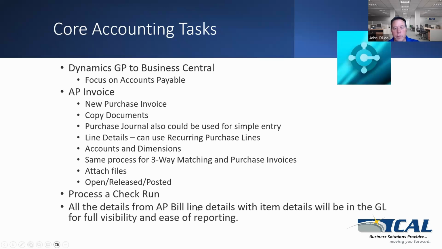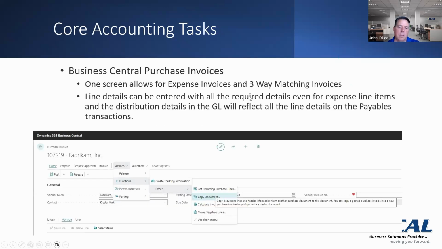Again, all the details that you put on an AP bill with all those item details are going to show up in the general ledger for easy reporting. So definitely some high visibility there. Purchase invoices, again, 1 screen, copy document. Again, everything is in these different action buttons.